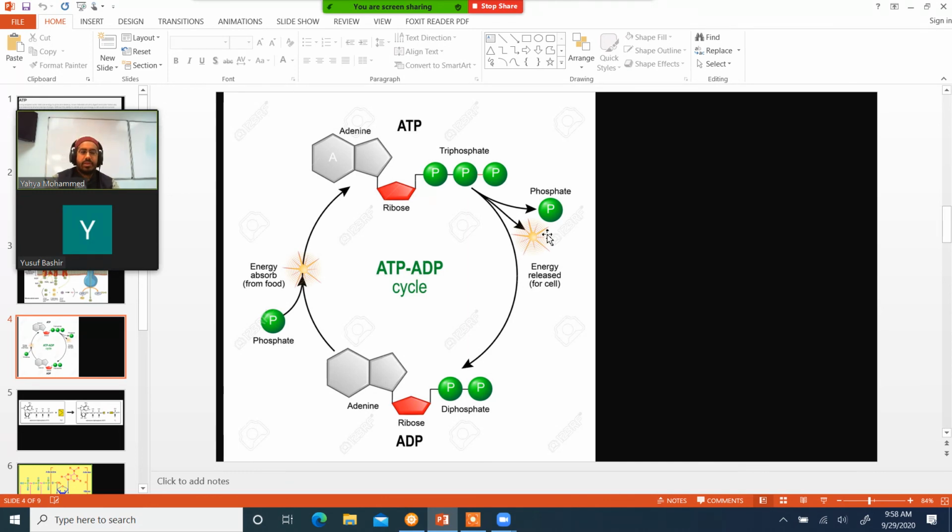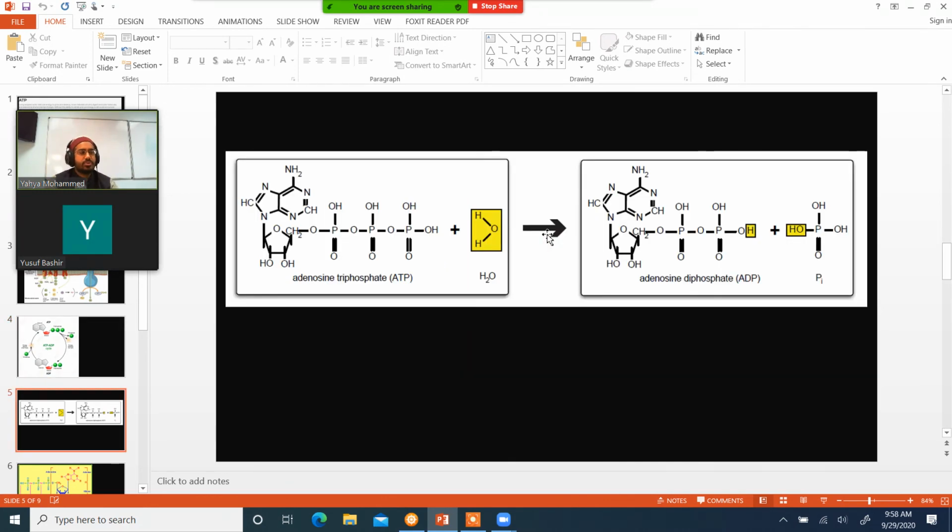So this was the hydrolysis we were talking about, ATP being broken into ADP. Do you see the yellow portion on the left and on the right? That water molecule was used to break this thing apart. The water molecule was used to break one phosphate group off.